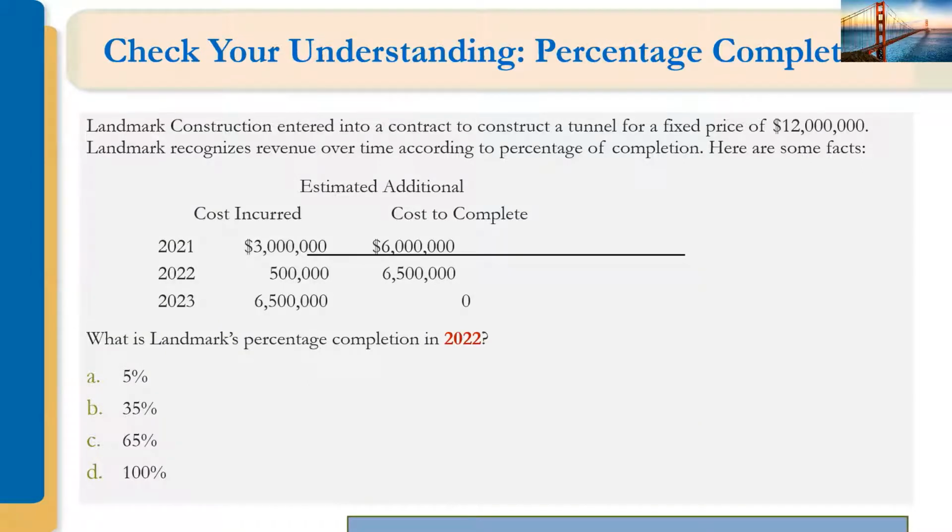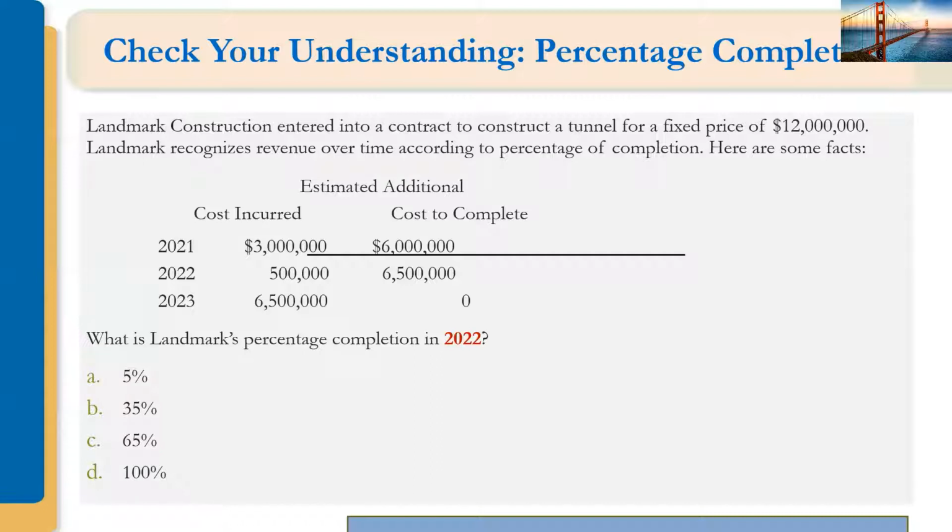Let's check your understanding. Landmark Construction entered into a contract to construct a tunnel for a fixed price of $12 million. Landmark recognizes revenue over time according to percentage of completion. Here are the facts. Costs incurred for 2021 is $3 million. Cost to complete is $6 million. In 2022, cost incurred is $500,000. Cost to complete is $6.5 million. In 2023, cost incurred is $6.5 million. Cost to complete, of course, is $0 because it's finished, or it should be finished. What is Landmark's percentage completion in 2022?